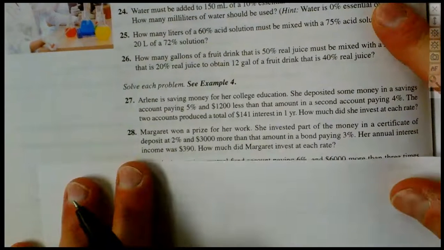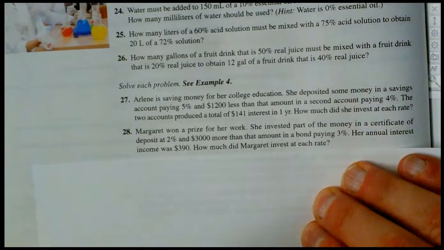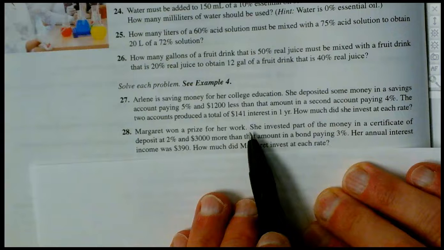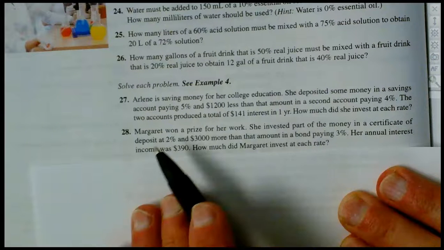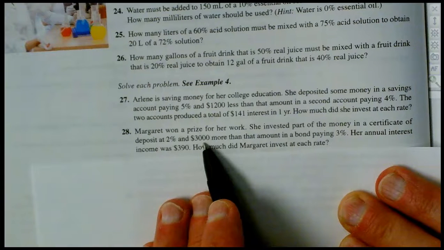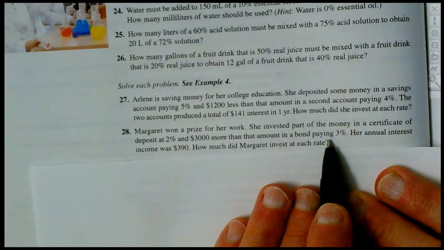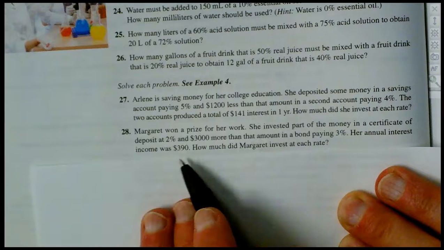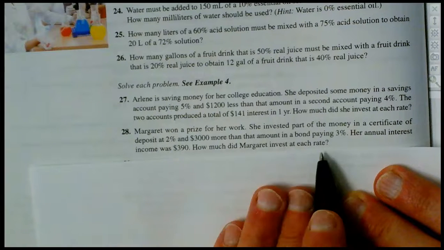So we're going to look at 28. Margaret won a prize for her work. She invested part of the money in a certificate of deposit, a CD, at 2%, and $3,000 more than that amount in a bond paying 3%. Her annual income was $390. How much did Margaret invest at each rate?